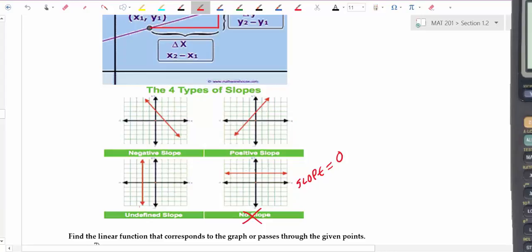Now I want to see if you know what these equations would be. On this one right here, it goes through the x-axis at x equals -2. So you want to write that down. That's the equation of that line. If it's vertical, it's always going to say x equals a number. It's not going to have a y value in the equation.